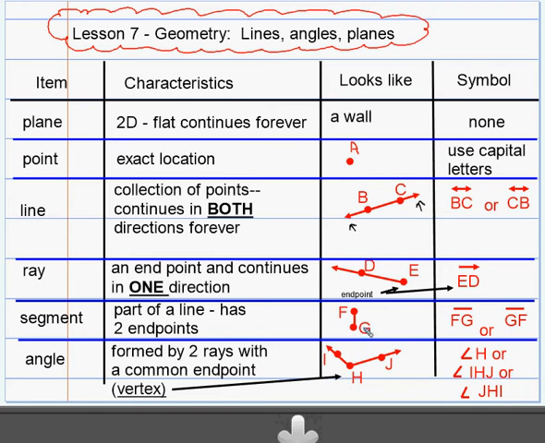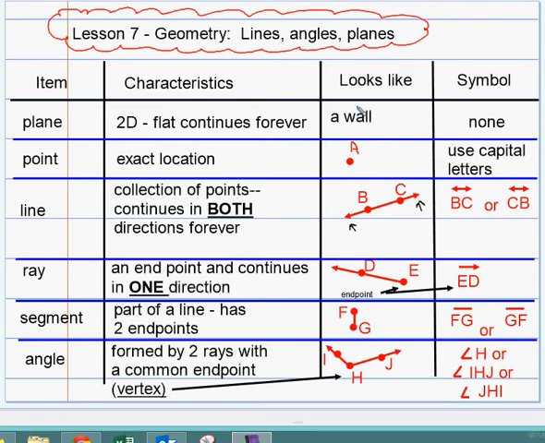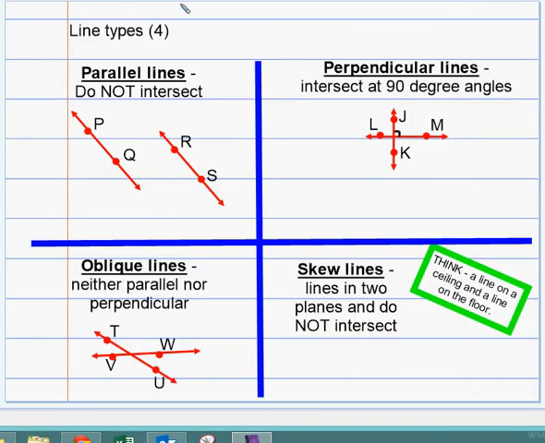Okay, so that's a lot of vocabulary, right? Well, we're going to flip the page here, and we're going to talk about 4 types of lines.